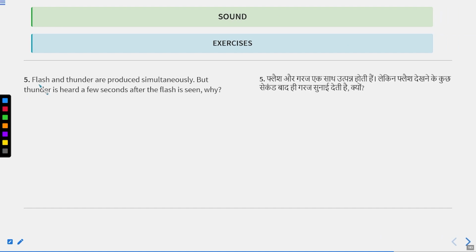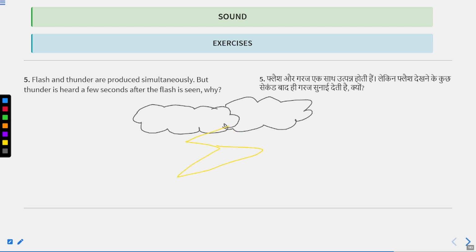Next question is, flash and thunder are produced simultaneously, but the thunder is heard a few seconds after the flash is seen. Why? We have also discussed this topic in the theory part. The question is asking that two clouds collide and you will first see the flash, then you will hear the thunder noise. Why do you first see the flash, then hear thunder? Explain it. And in class, we have discussed that flash is light and thunder is sound.